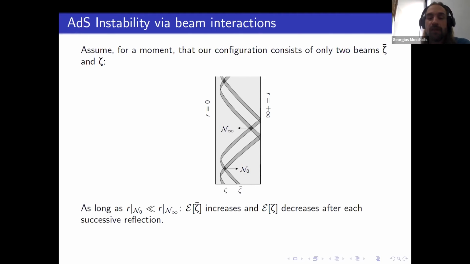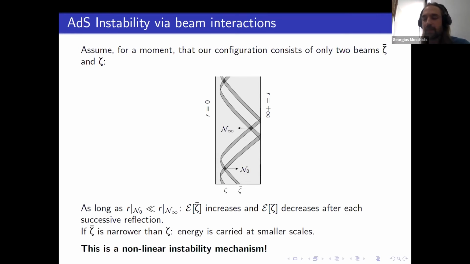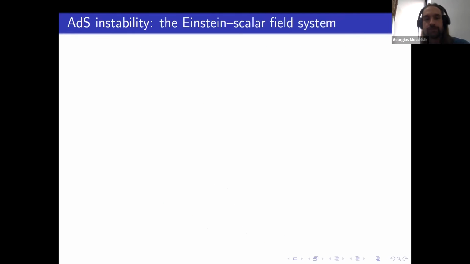Right? Therefore, this means that if we have a large number of beams initially, and if those beams retain their shape as time evolves, then through these nonlinear interactions, energy will keep flowing from beams which were initially to the left to beams which were initially to the right. And if we had made sure that beams which were initially to the right were actually narrower, then we would actually have a flow of energy from larger scales to smaller scales. Okay, so this is the instability mechanism that we want to make use of in order to prove the ADS instability conjecture.